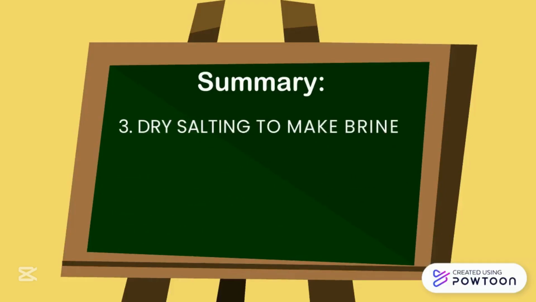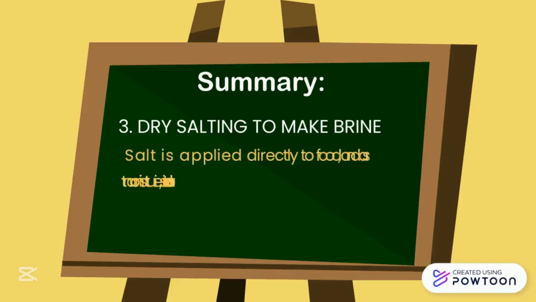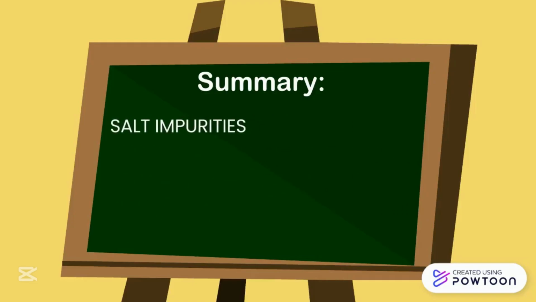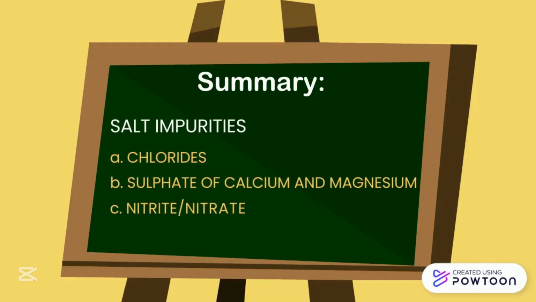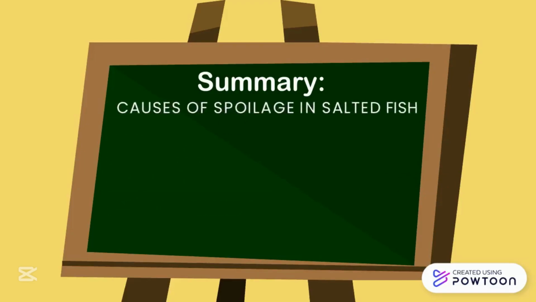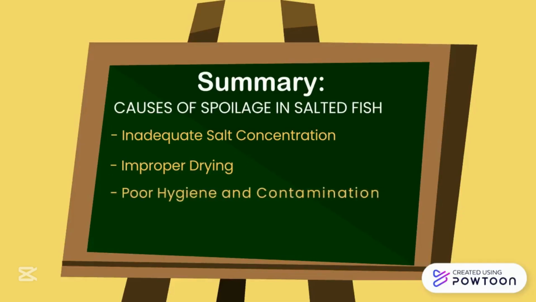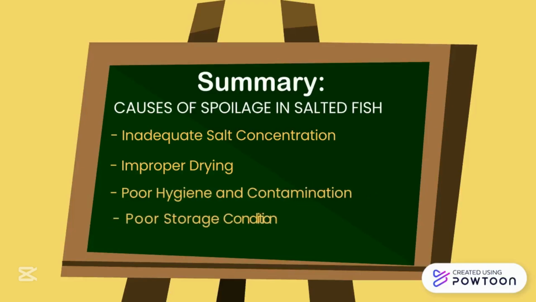Dry salting to make brine. Salt is applied directly to food, and as moisture is drawn out, it naturally forms a brine that helps preserve the food. Salt impurities: chlorides, sulfate of calcium and magnesium, and nitrite or nitrate. Causes of spoilage in salted fish: inadequate salt concentration, improper drying, poor hygiene and contamination, poor storage condition.